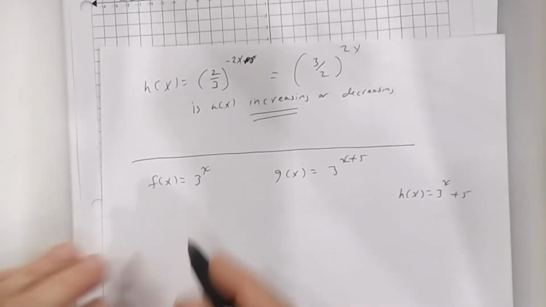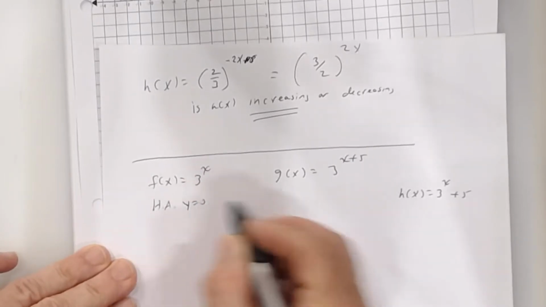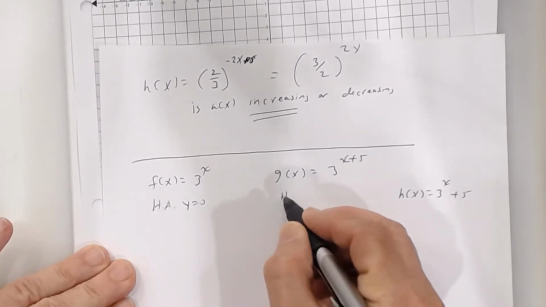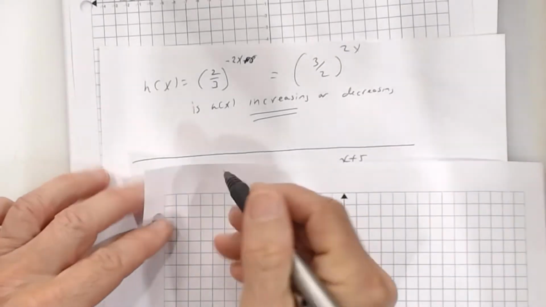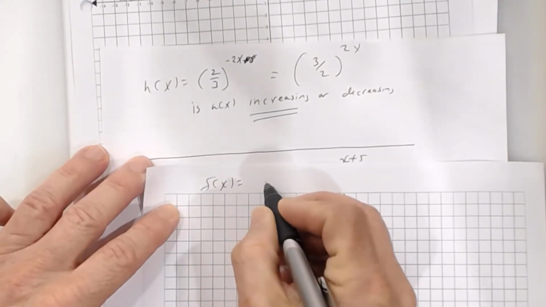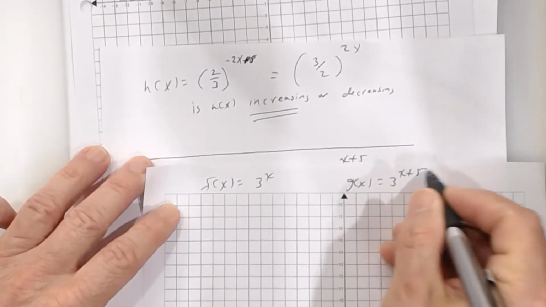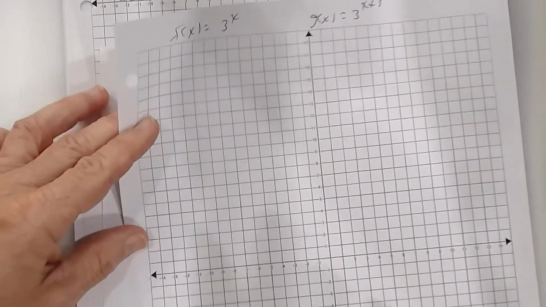So when I graph 3 to the x, what's the horizontal asymptote? Y equals 0. If I graph g of x, what's the horizontal asymptote? Y equals 0. So in both cases, the horizontal asymptote is the same, right? So here I'm going to graph f of x, which equals 3 to the x, and g of x, which equals 3 to the x plus 5. So in both cases, the horizontal asymptote is the same. So it's the x-axis, y equals 0.